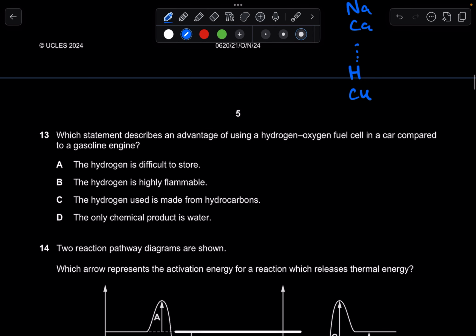Okay. Which statement describes an advantage of using a hydrogen-oxygen fuel cell in a car compared to a gasoline engine? Hydrogen is difficult to store, so that's a disadvantage. Hydrogen is flammable, disadvantage. The hydrogen used is made from hydrocarbons, disadvantage. The only chemical product is water, and that's an advantage.